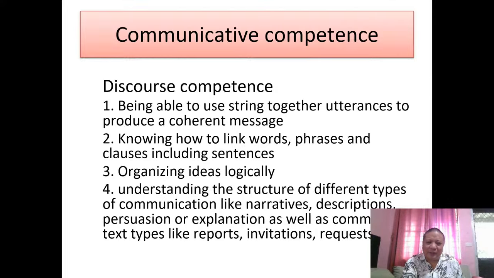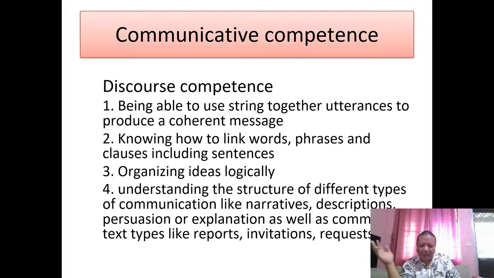Then you have discourse competence. This is being able to string together utterances to produce a coherent message. So there's a typo there. I don't want to correct it right now. Number one, being able to string together utterances to produce a coherent message. Okay, number two, knowing how to link words, phrases, and clauses, including sentences, in order to produce a coherent message. That also involves organizing ideas logically.